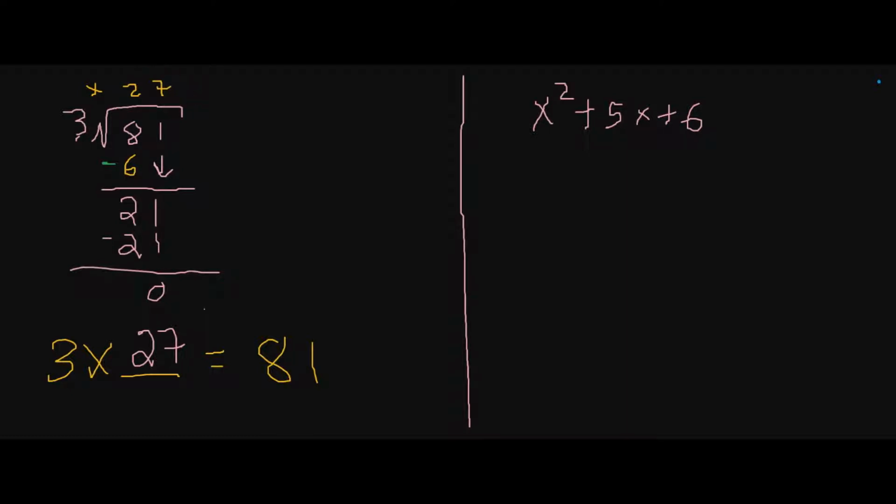So let's look at this problem over here: x squared plus 5x plus 6. Now, we can solve this problem by factoring. We don't even need to use long division, but I want us to start off with a problem that's nice and easy. So, for example, if we wanted to turn this into factored form, we're essentially trying to figure out how to go from here to here.